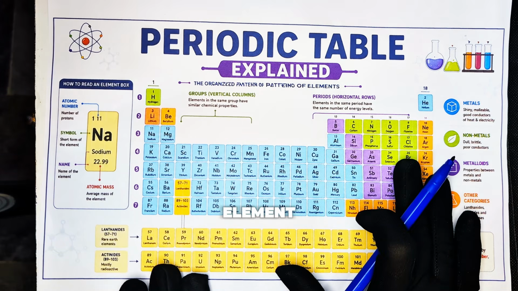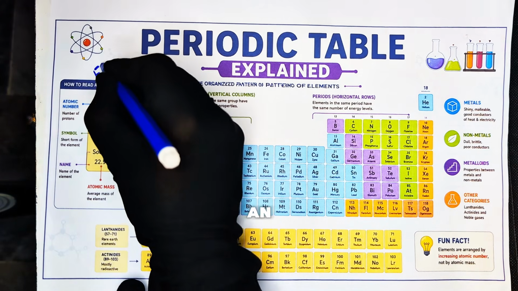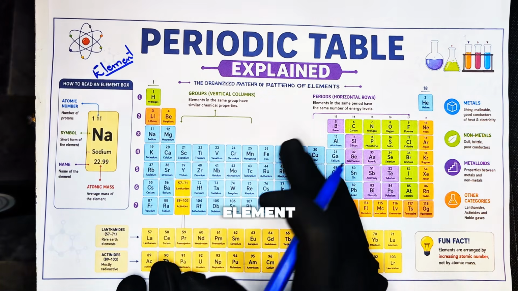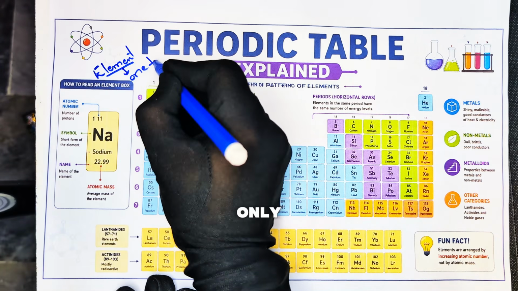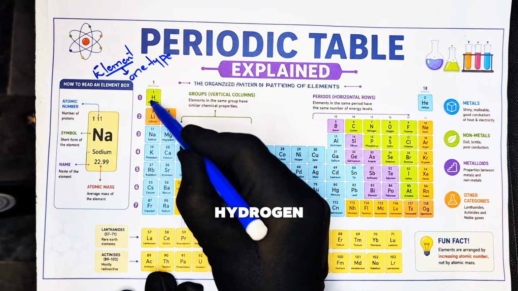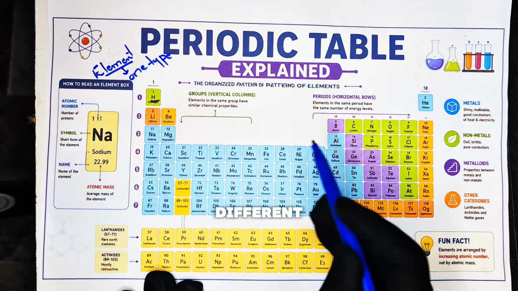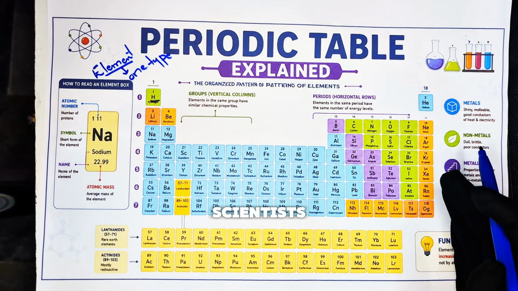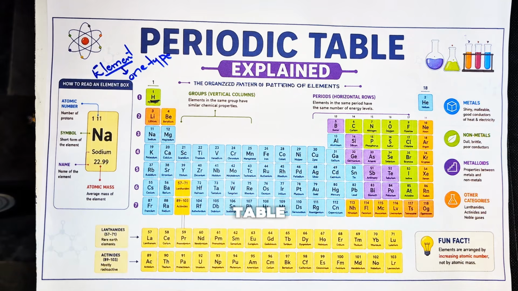What is an element? Before we understand this table, we need to understand one word, and that is an element. An element is a pure substance made of only one type of atom. For example, this is hydrogen, and this is oxygen, and this is carbon. They are different elements because their atoms contain different numbers of protons, and scientists have arranged these elements into one organized table, the periodic table.